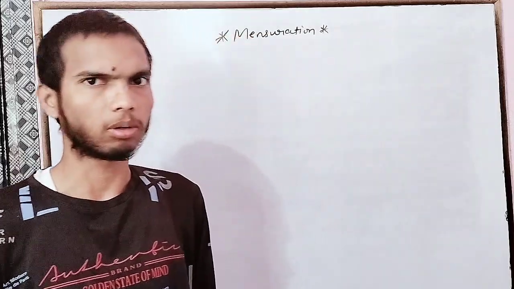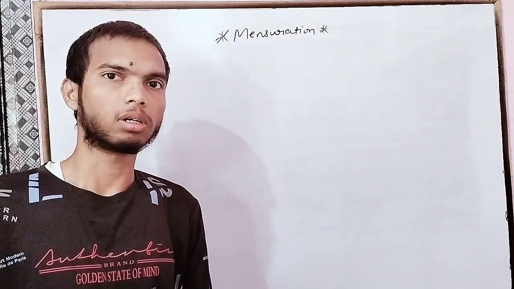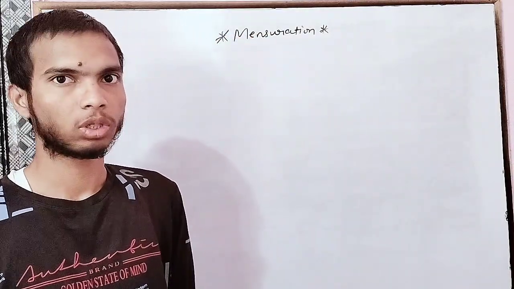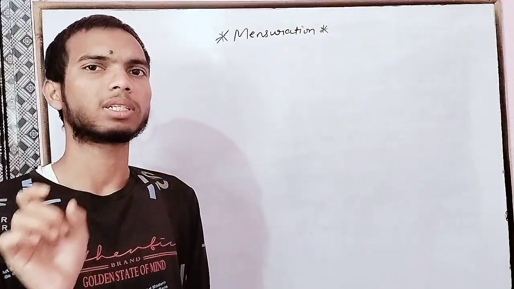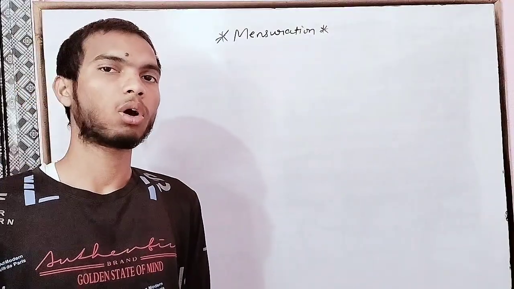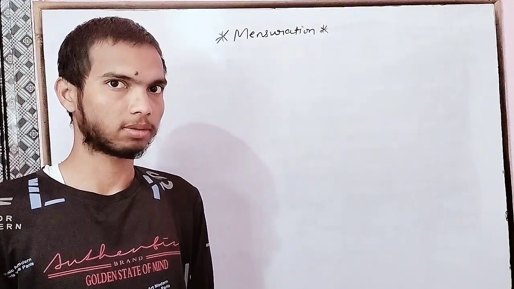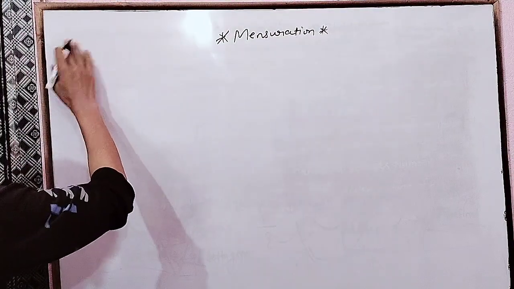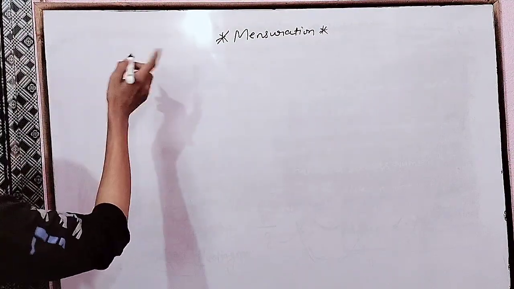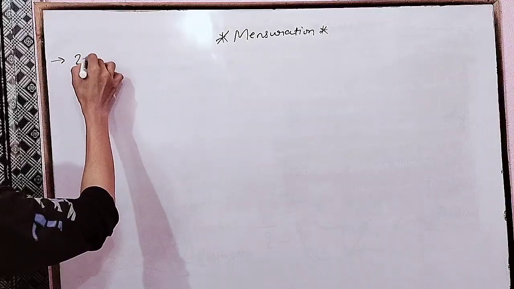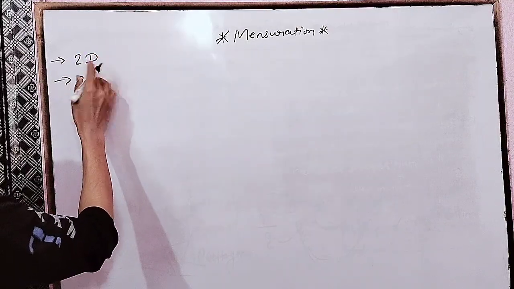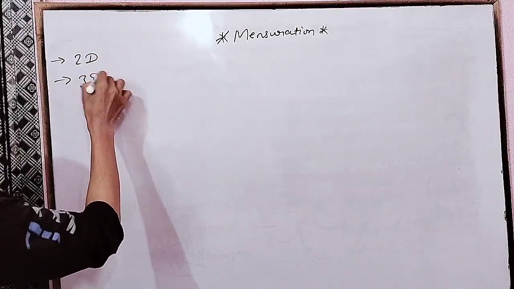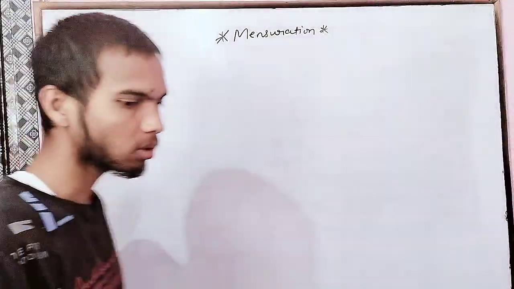We are going to talk about measurement of solid shape. So remember, mensuration is to measure of solid shape. Now, in mensuration, what is a 2D and what is a 3D? What is a 3D? What is a 2D?